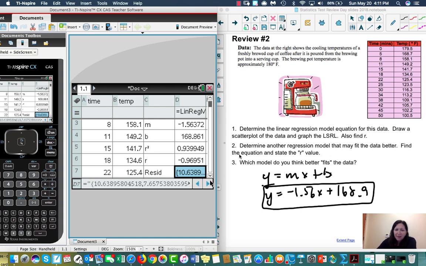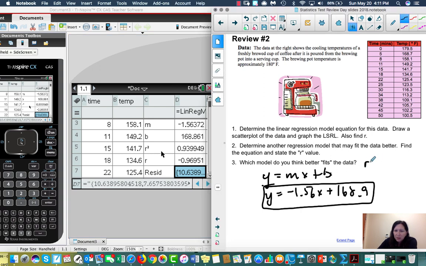So let's look at that and see what happens. So we've got our R value. This says our R value is equal to negative 0.96, but realistically it's the square root of the R squared value, so this should be positive.